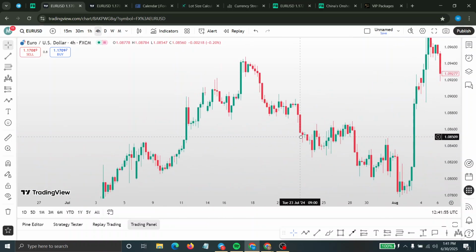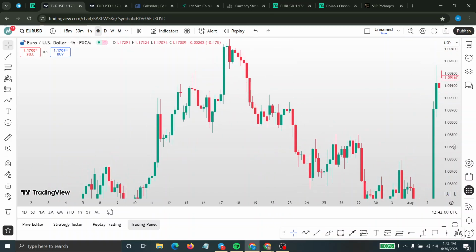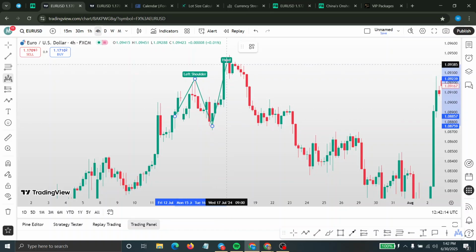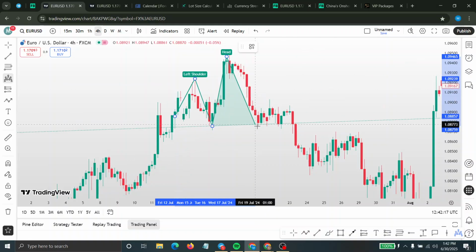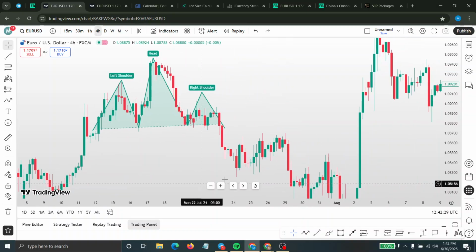As you can see, I said once you see it, you can't unsee it. You can see this is another one I've been able to identify, a head and shoulders. Now let me bring out the tools to see if I'm right or wrong. A left shoulder, the head, the right shoulder, and the neckline. You could see, very straightforward.